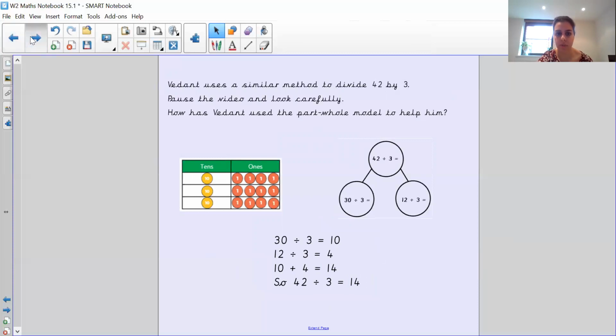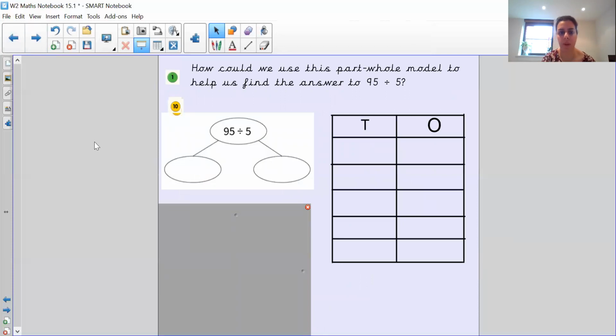Okay, let's have a look. Let's try this one then. So now I've got 95 divided by 5. Now I know, and I'll show you how I know, that if I split this into 90 and 5, if I share 90 5 ways, I'll show you what happens. 1, 2, 3, 4, 5, 6, 7, 8, 9. Doesn't work because this bottom one has only got 1 10 and the others have all got 2. So that's not going to work.